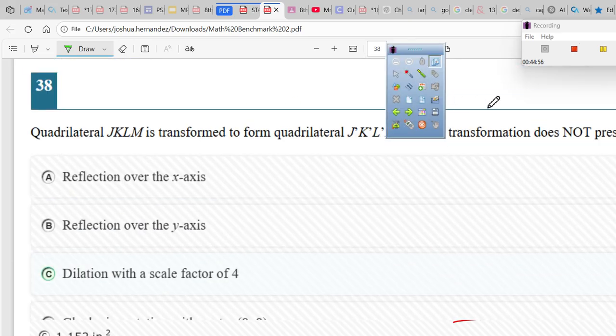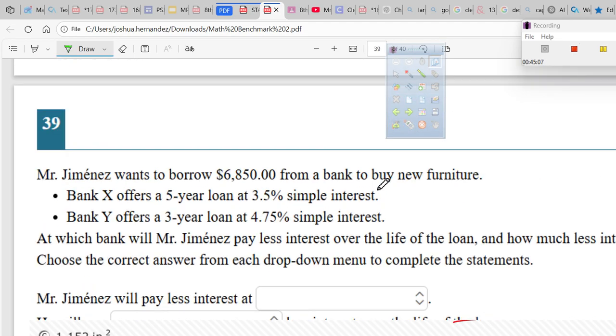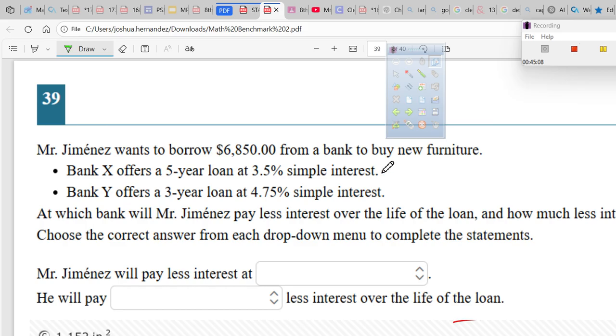Dilation, transform, and so on. Not congruent. Not congruent. Dilation. Anything with dilation is your answer. And there's math. Easy questions. My gosh, it's been so easy, this test.